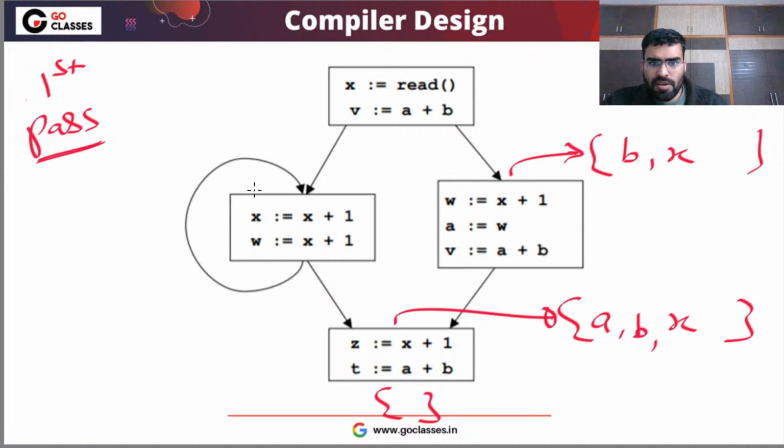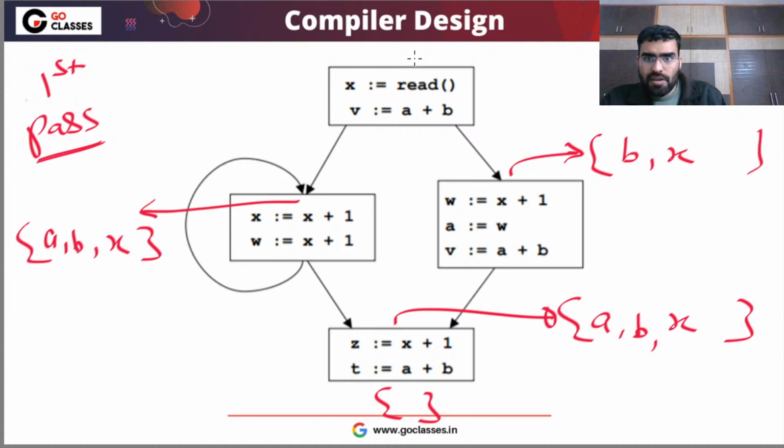Similarly you tell me what is live here, because remember the first pass is going on. So here what will be live? That is ABX. From this ABX you remove W, and what you remove? So this will again be ABX.